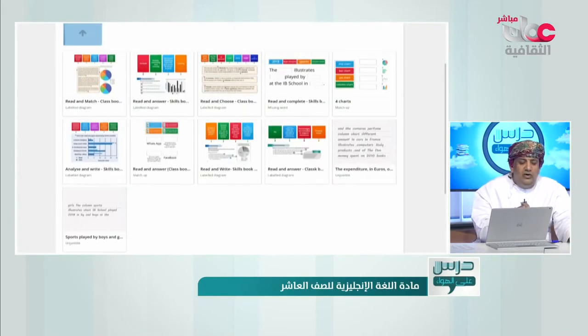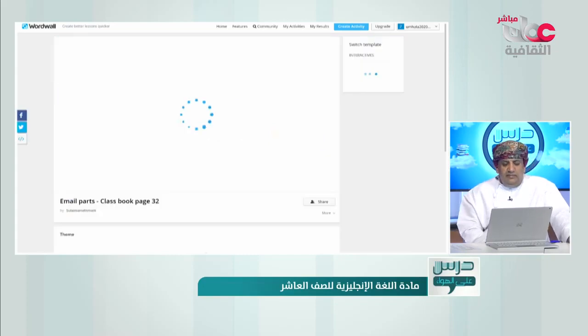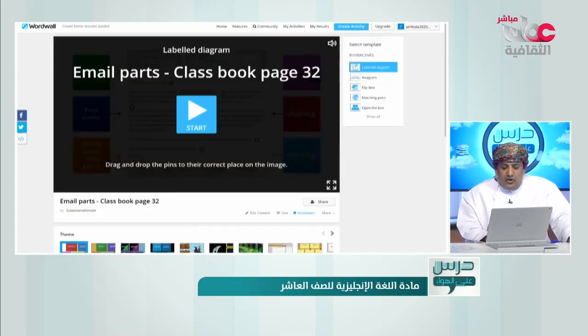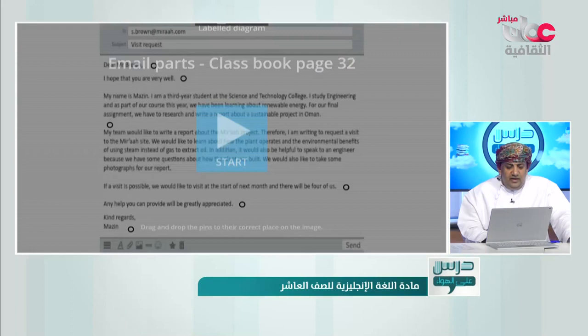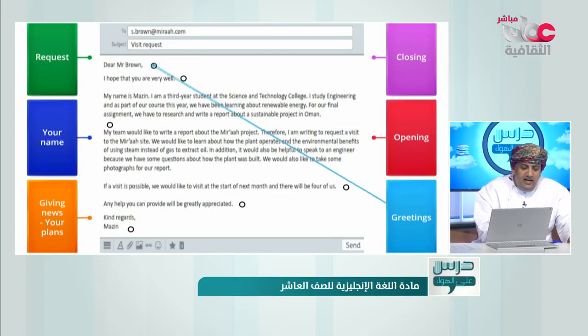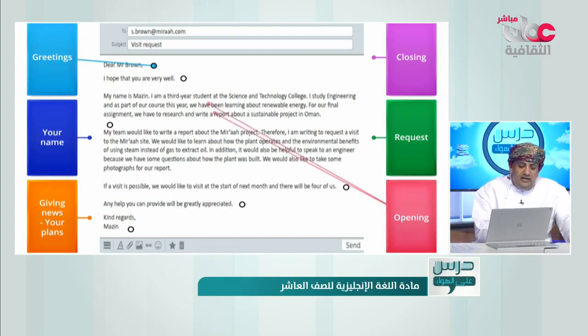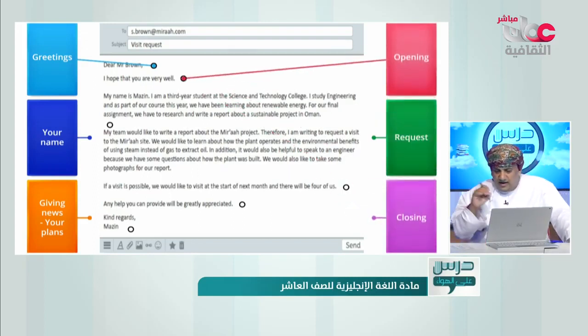So now let's look at this type of letter again. Here we have Dear Mr. Brown. What is it? It is the greeting. Dear Mr. Brown is the greeting. I hope that you are very well. It is the opening. It is opening the conversation or writing the first part of your letter.